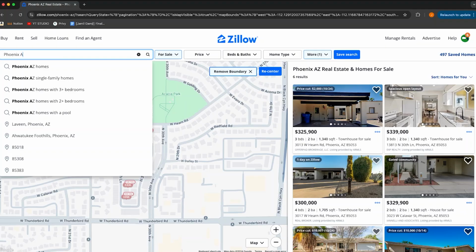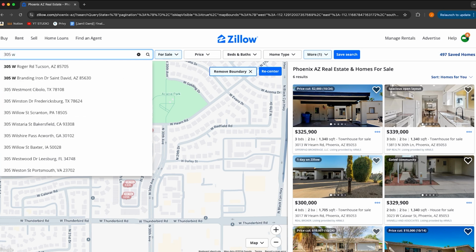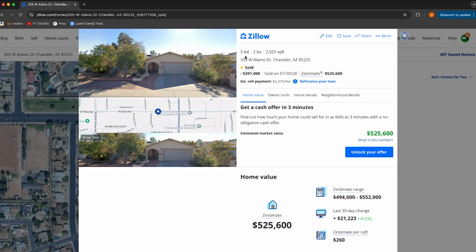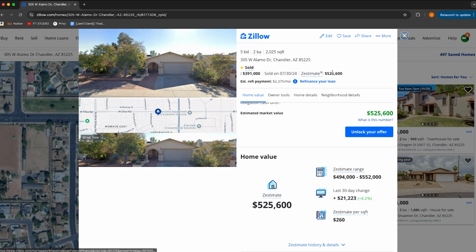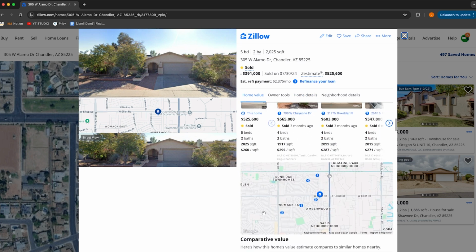All right, let's take a look at one more. Let's see. 305 West Alamo in Chandler, Arizona. All right. We've got a 5-bed, 2-bath, 25 square foot home. This was just bought by yours truly at $391,000. Now, the estimate on this is $525,000. So I got a decent deal, but I want to see what the ARV is on this thing so that I can figure out where I got to price this property.